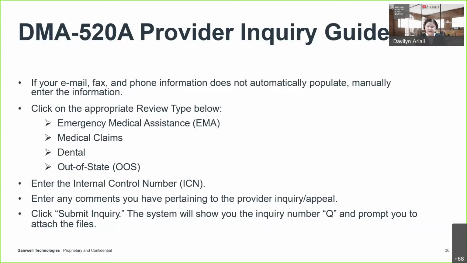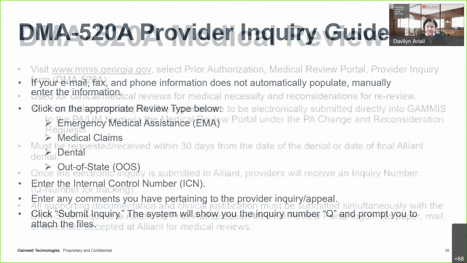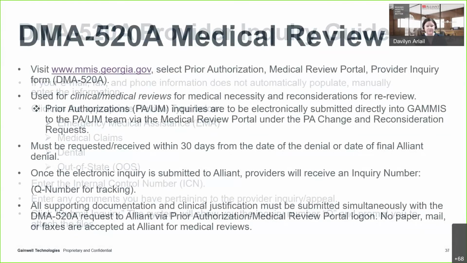Please include detailed comments. This lets us know why you are appealing the claim. Once you click on Submit Inquiry, the system will auto-populate your appeal number. This number starts with a Q. Next, please attach the supporting medical documentation for review.